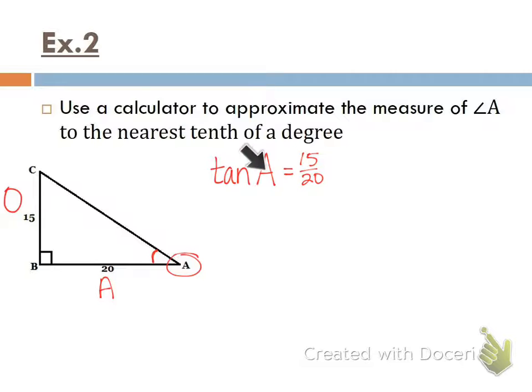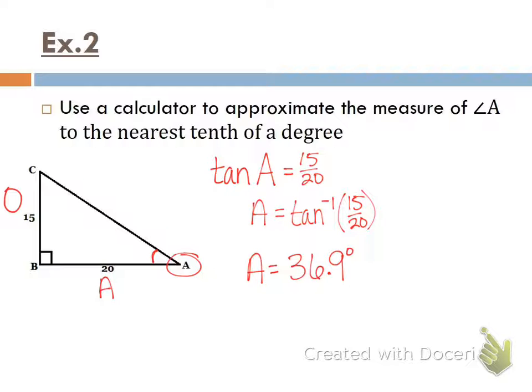We don't just want the tangent of angle A, we want to know what angle A is. So what do we have to use? Inverse tangent. So angle A equals inverse tangent of 15/20. If you want to reduce the fraction before you plug it into your calculator, that's fine. Should give you the same answer either way. Rounded to the nearest tenth of a degree, what do we get for angle A? 36.9 degrees.